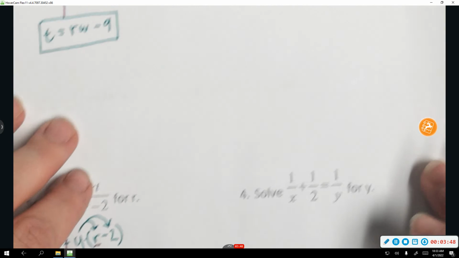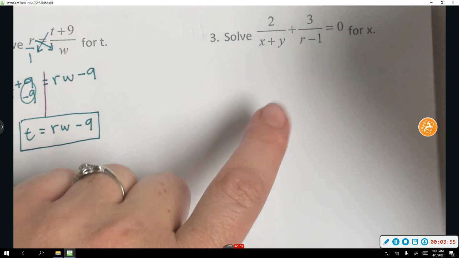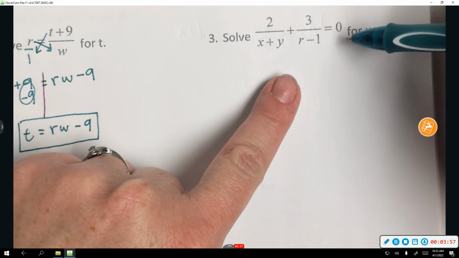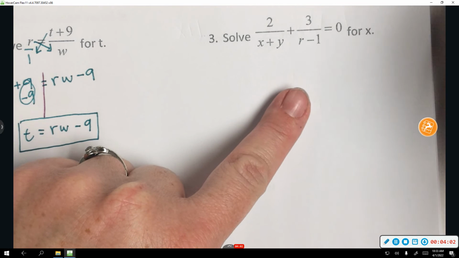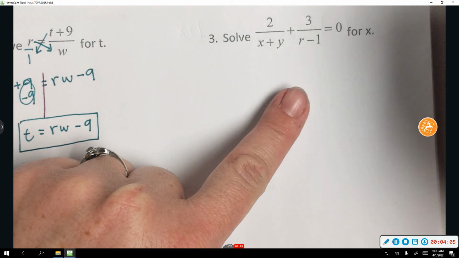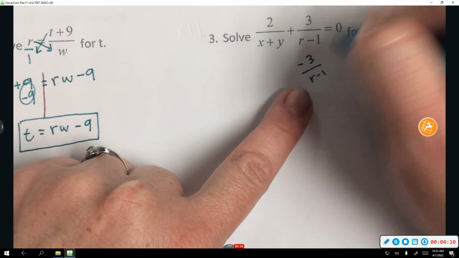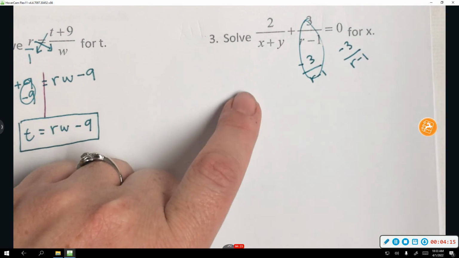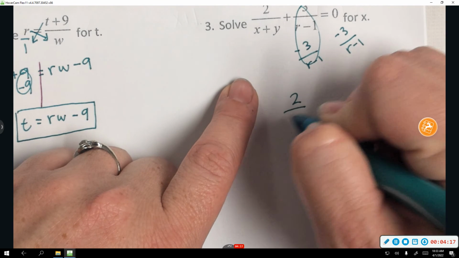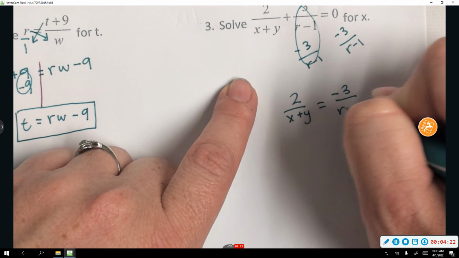Okay, look at number 3. Number 3 looks like one of the problems we did on, I don't know, the last notes we took. Okay, we have a 0 on this side, so could I move this guy to the other side, or would you rather do a common denominator? I'd rather move it. Okay, so I would do minus 3 over r minus 1 on both sides. I get 2 over x plus y equals negative 3 over r minus 1.